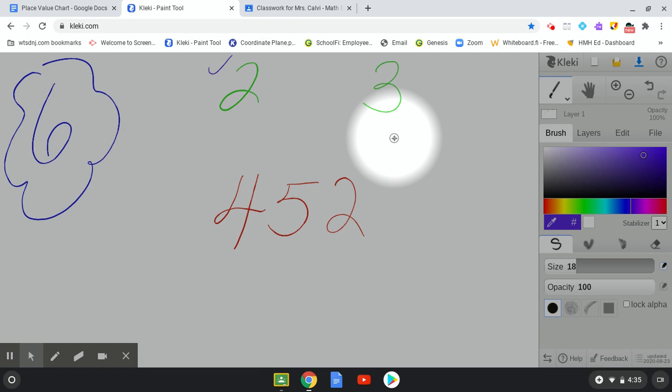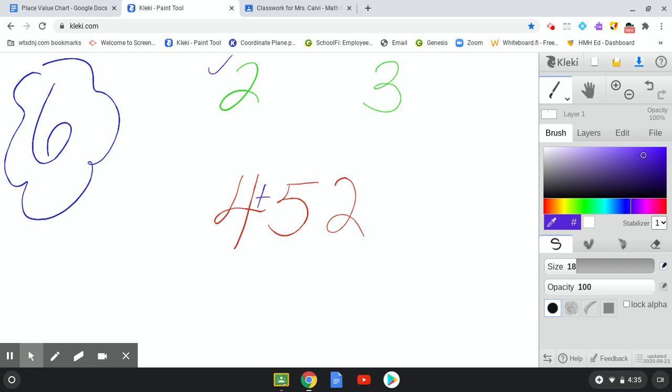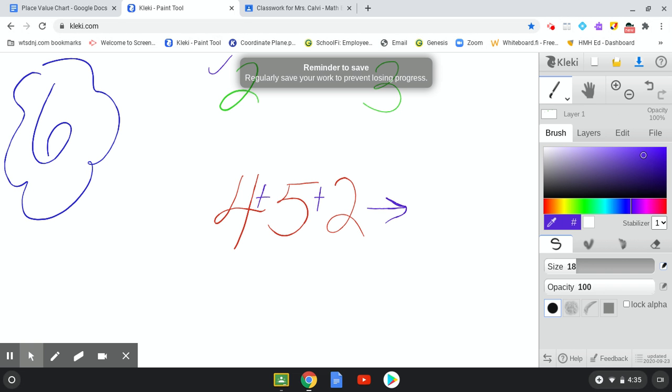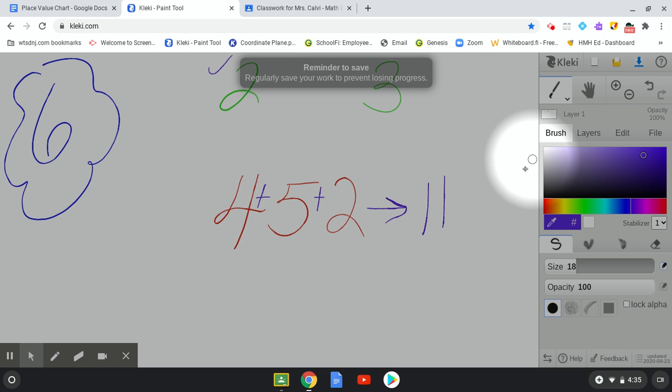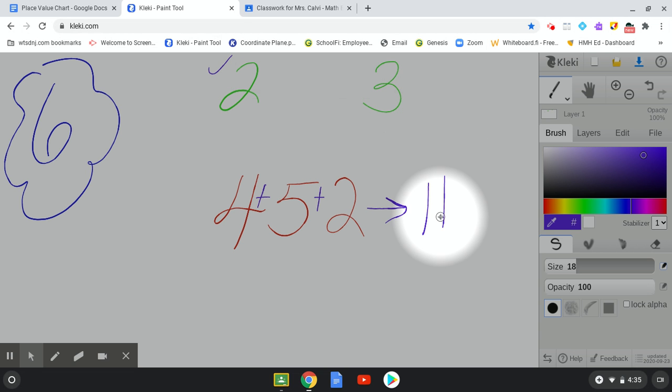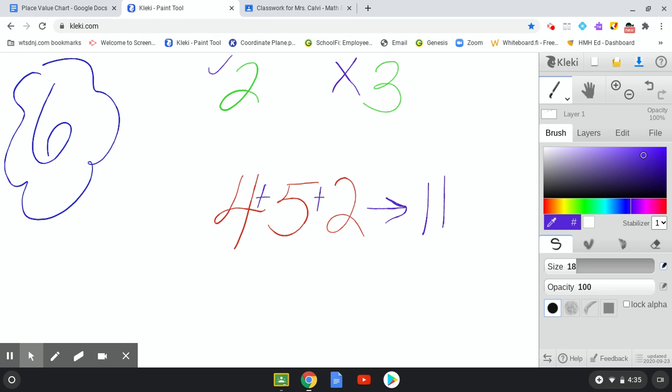So now I have to check the 3 rule. Remember, the 3 rule is if I add up the sum of the digits and that sum is divisible by 3, then the whole number is divisible by 3. So when I add this up, I get 11. So now I have to figure out, is 11 divisible by 3? Or does 3 times a number give me 11 exactly? Well, here the answer is no. So that means 452 is not divisible by 3.